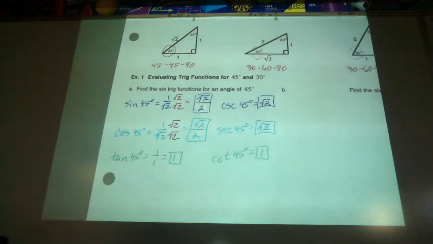So the 45, 45, 90 triangle is weird. A lot of the things in there are the same. A lot of the trig functions are the same. It's the only one that you're going to see like that. So then let's look at part B.